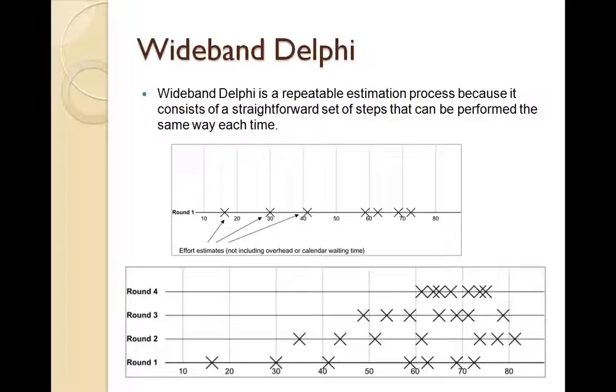As you can see in the bottom graph at the bottommost line, in round 1 the estimates might vary to a significant range. Some of the team members say, okay, this looks like a very easy task and can be done fairly quickly. Some of the other team members might say that this is very complex and would require significant effort to be done for that particular project.